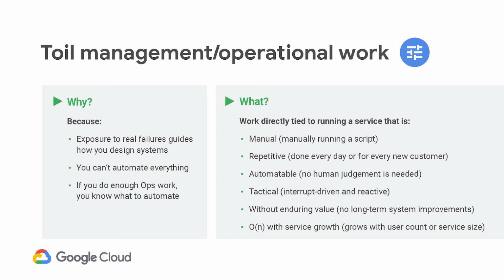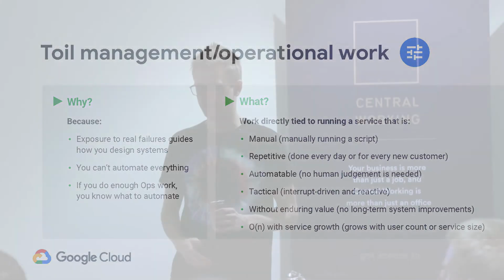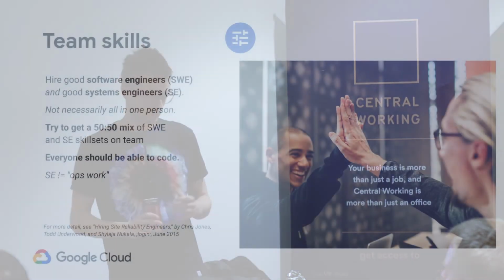So we have a strict target of 50%. An SRE team is not supposed to spend more than 50% of their time on this sort of repetitive work. In practice, we find that healthy teams spend a maximum of 25 to 30%. And that includes being on call, responding to tickets, writing postmortems. So it's everything that's not actual software engineering or designing systems.